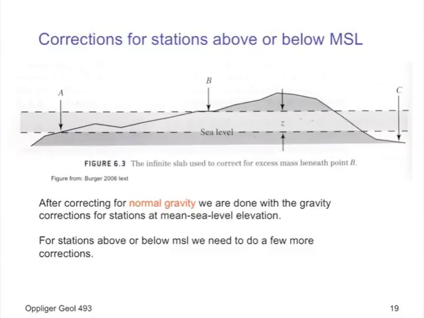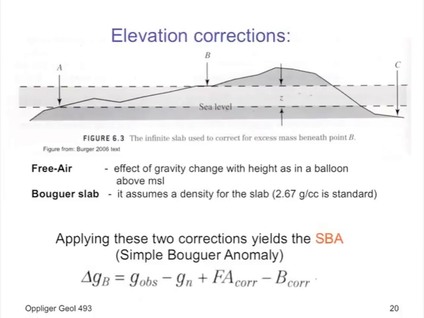But our stations might be above or below the datum elevation, and so we've got to do the elevation corrections. For a station above the datum, it's also further from the center of the Earth. So if we took a gravity measurement at mean sea level, we get one value. And if we then put our gravimeter up in a balloon, which has actually been done, there's effectively zero air density between sea level and where we're making the measurement.